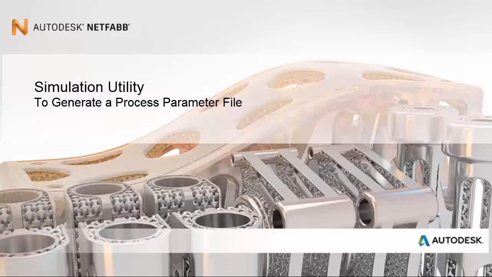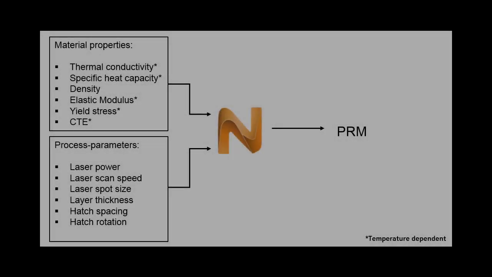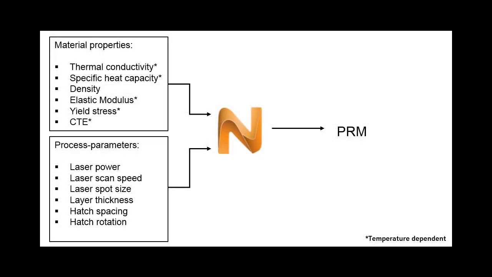Welcome to the NETFABB simulation tutorial on generating a process parameters file. As explained more fully in the first tutorial, the process parameter file, or PRM file, records the physical properties of a specific build material, such as its density and thermal conductivity, along with the process parameters of the build machine, such as laser power and scan speed.